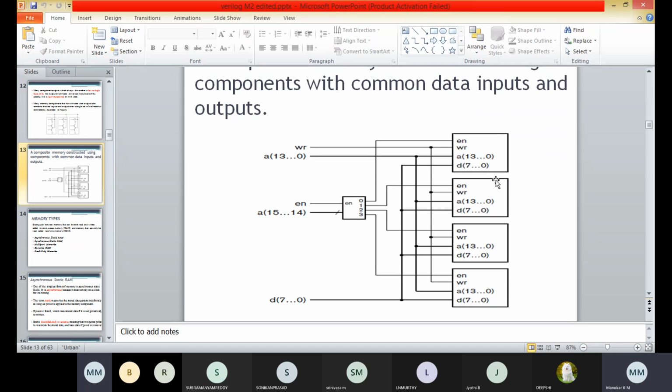During read operations, it is ensured that all other drivers connected to the data signals are in the high impedance state, which allows the selected memory component to enable its tri-state drivers.